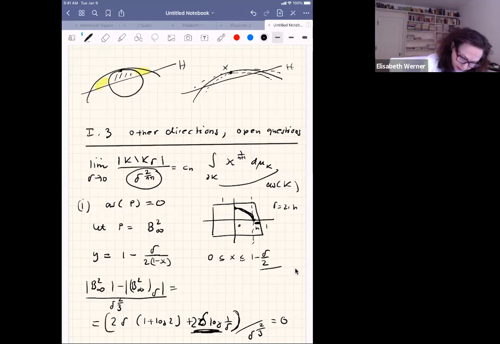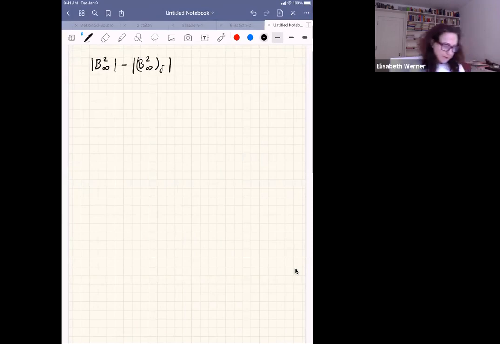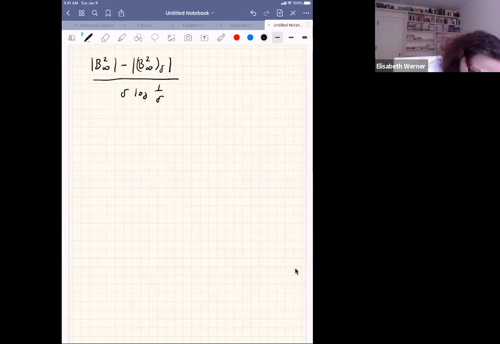So maybe in the case of polytopes, and in particular in the case of the L infinity unit ball, we should look at the volume difference. We should not divide by delta to the 2 over 3, but we should divide by delta log 1 over delta. And then as delta goes to 0, this will actually go to 2. So we get a limit that's different from 0 if we divide by the right quantity in the expansion of the volume difference.